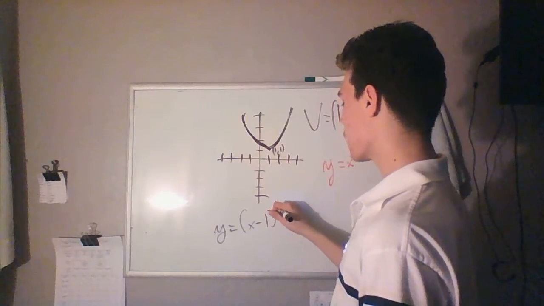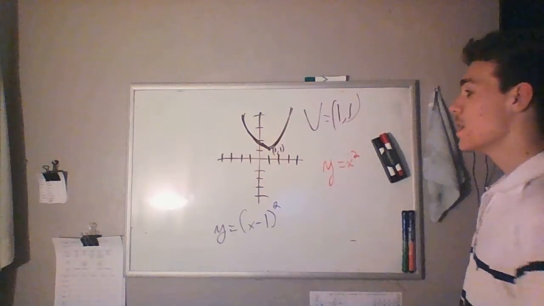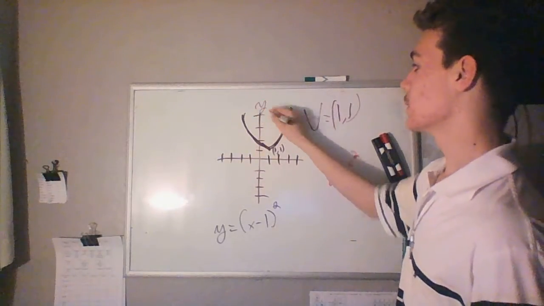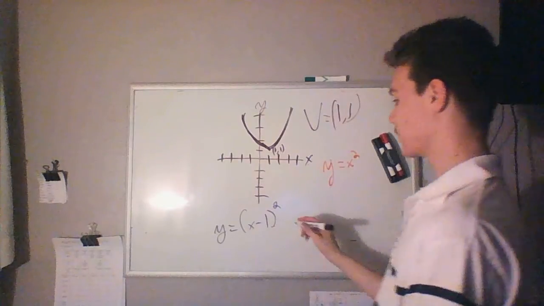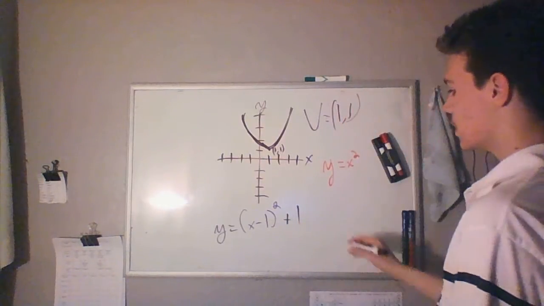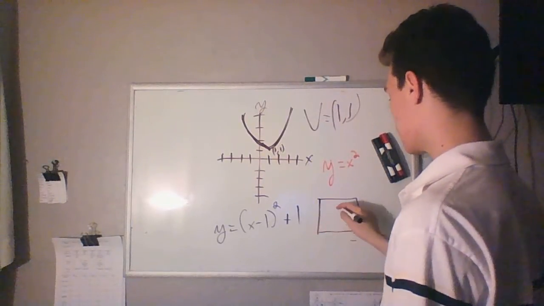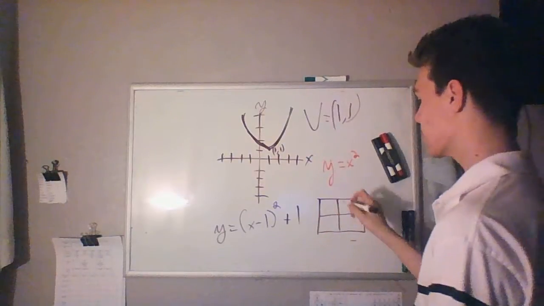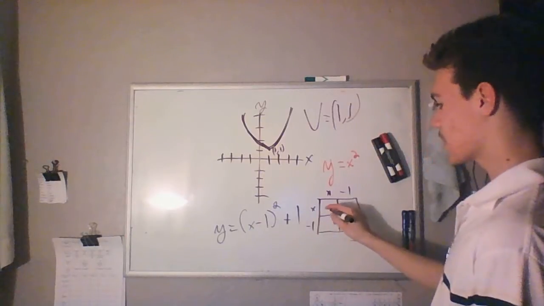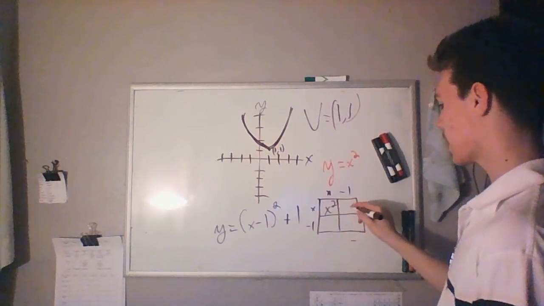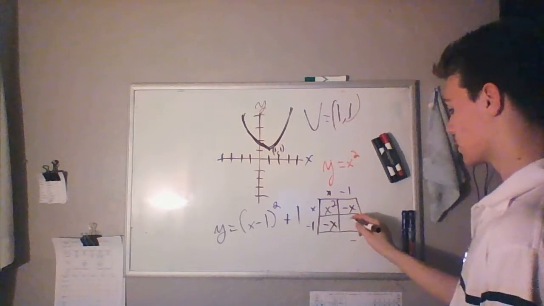So x minus 1 squared, but we have another shift. So not only are we going to go right 1, we're going to go up 1. And remember, on the y-axis, if we go up 1, it's going to be a positive 1 because we don't have to change the value of it. So it's going to be plus 1. Now we can simplify the x minus 1 squared. Again, you can use the FOIL or the box method. So now x times x is going to be x squared. Negative 1 times x is going to be negative x. x times negative 1 is going to be negative x. And negative 1 times negative 1 is going to be 1.